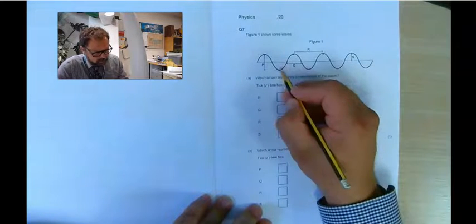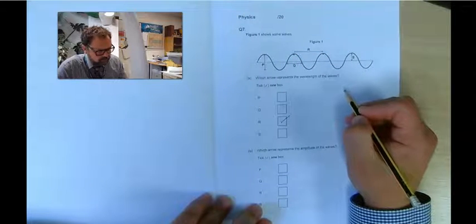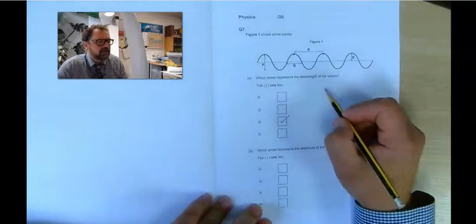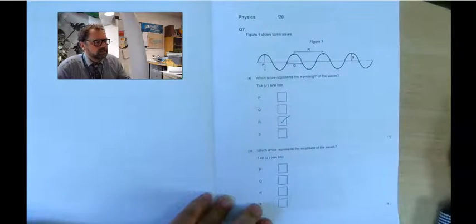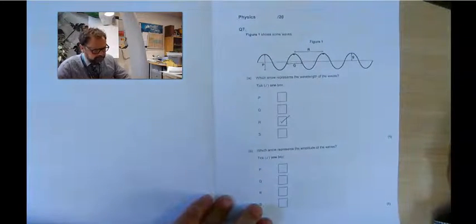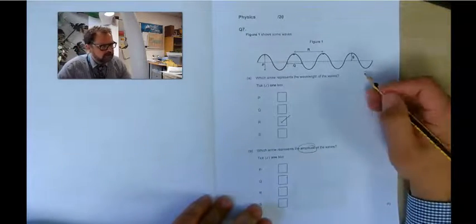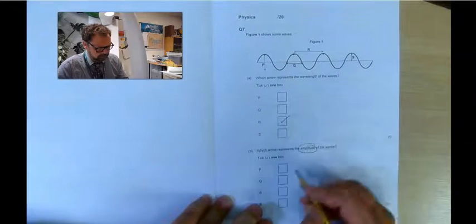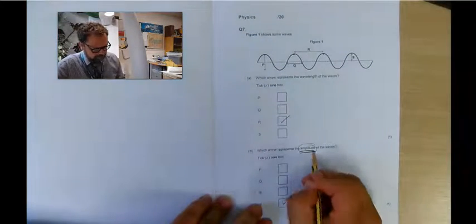Q is wrong because this wave is going up here and down there, so it's not Q, and S and P are related to the height of the waves and not to how spread apart their peaks or troughs are. The amplitude is the height of the wave above the line of symmetry through the middle. S is the correct box to tick for the amplitude.